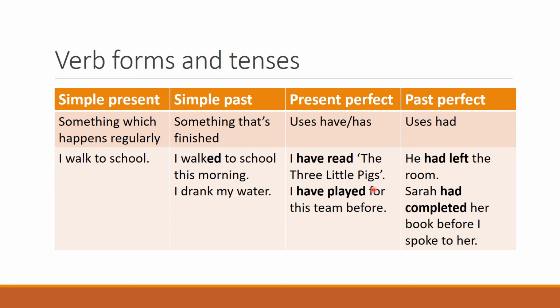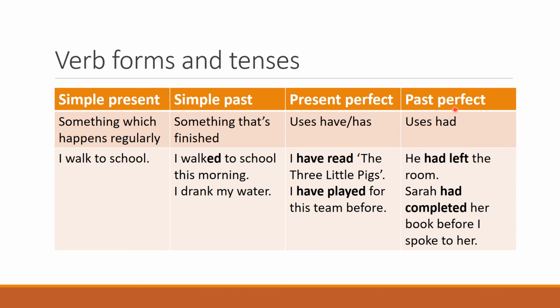Now, the present perfect is just another aspect of present tense. So it's used for a completed activity that began in the past, and often or sometimes the activity continues into the present. So that can be a little bit confusing, but the main thing to remember is it's a form of the present tense, but it has begun in the past. I have read The 3 Little Pigs. I have played for this team before.